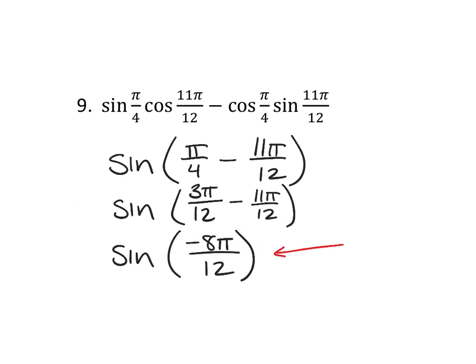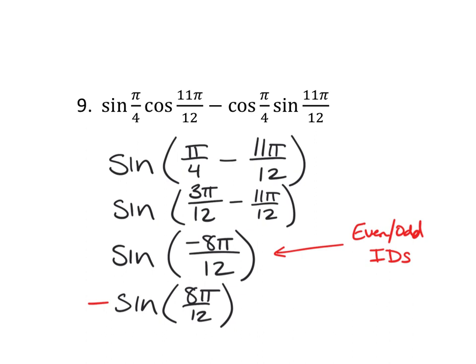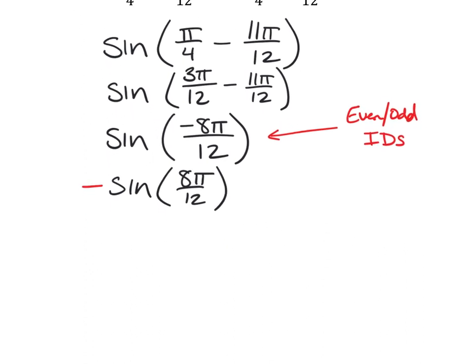Everybody look at the very front of this packet for what's called the even and odd identities. In the even odd identities, when sine has a negative theta, what does it say that is equal to? Negative sine of theta. So really, I could rewrite this as the negative sine of just the positive version of this. I'm allowed to do that. That's the even or odd identity for sine.